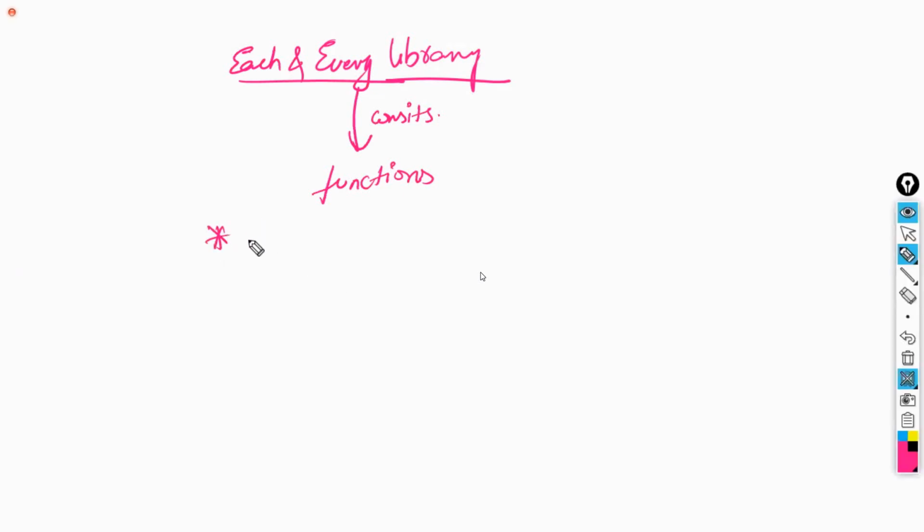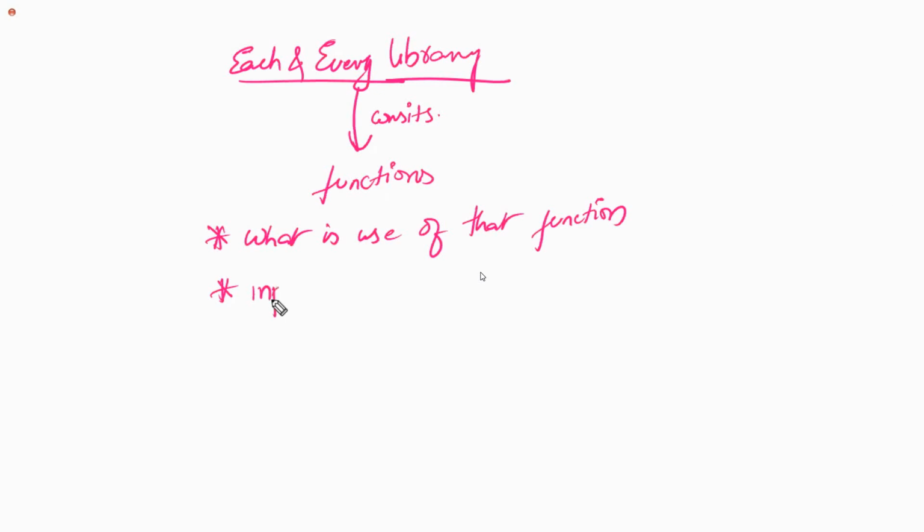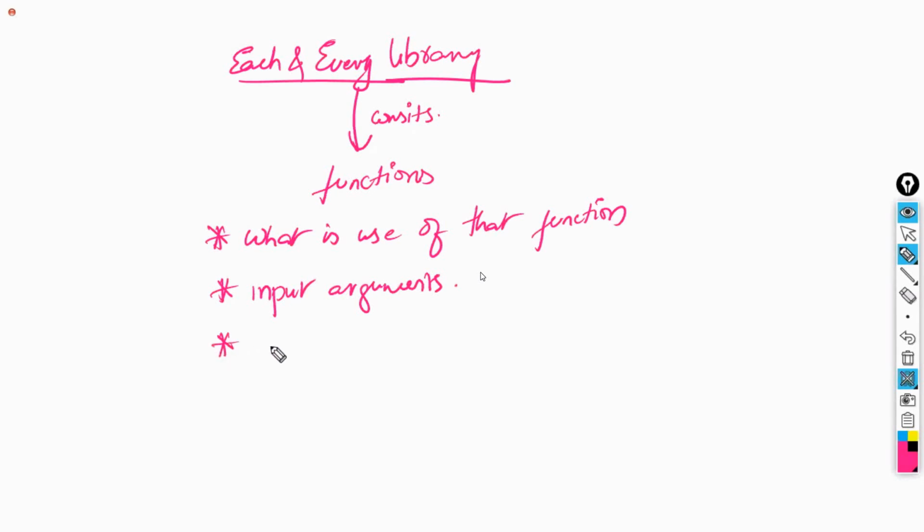Our work is clearly, write it, our work is: what is the use of that particular function? For each and every function, what is the use, what are the input arguments to be given, and what is the return value? These are the three things you have to understand. If you understand these three things, it means data science is completed. Any function, these three things only.